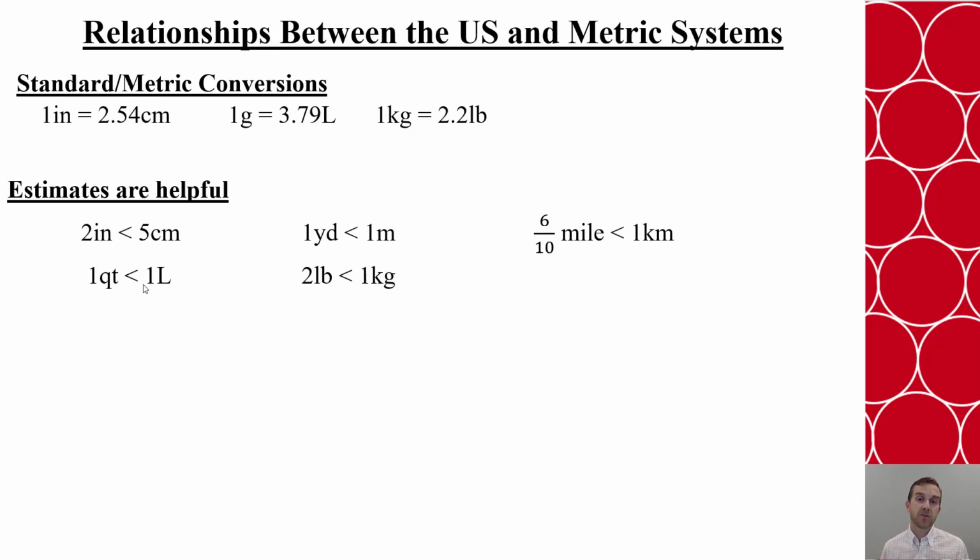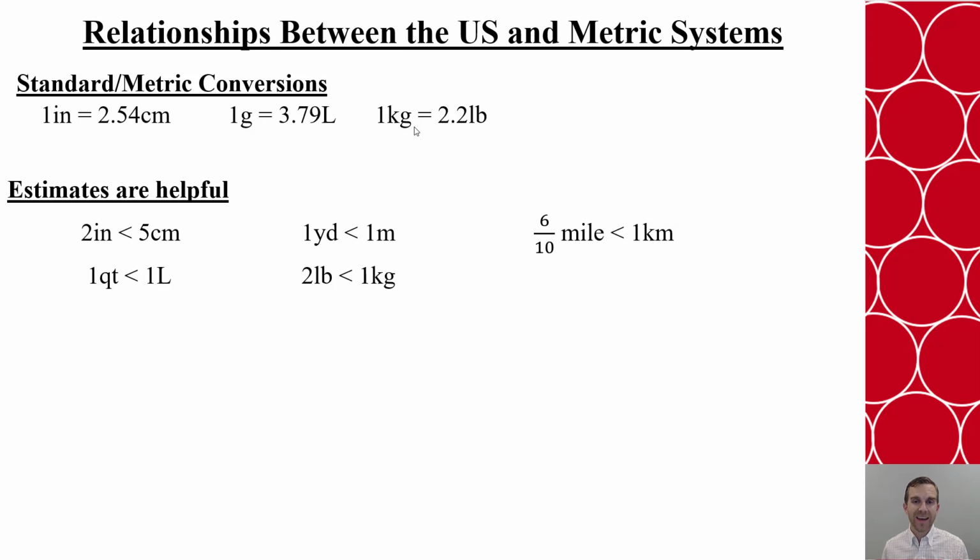Now, we also have to recognize relationships between these systems. The 3 most common that will help us go through any type of conversion is that 1 inch is equal to 2.54 centimeters, 1 gallon is equal to 3.79 liters, and 1 kilogram is equal to 2 and 2/10 pounds. Now, if we need to do exact conversions, those are the 3 we have to use.